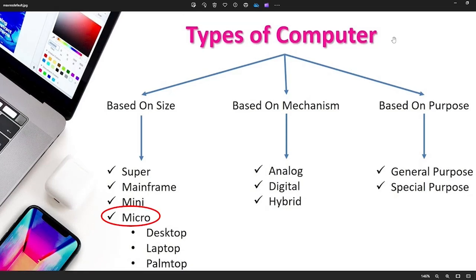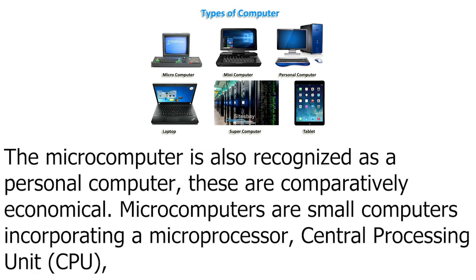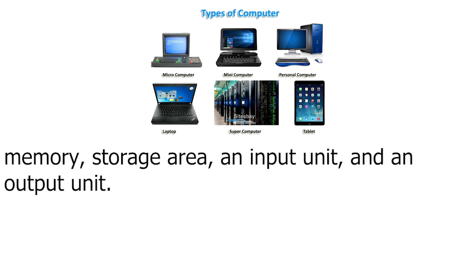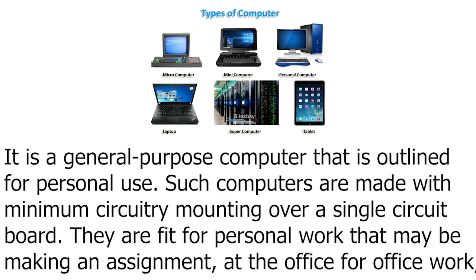Types of computers by size, the microcomputers. The microcomputer is also recognized as a personal computer. These are comparatively economical. Microcomputers are small computers incorporating a microprocessor, central processing unit, CPU, memory storage area, and input unit and output unit. It is a general purpose computer that is outlined for personal use. Such computers are made with minimum circuits mounted over a single circuit board.